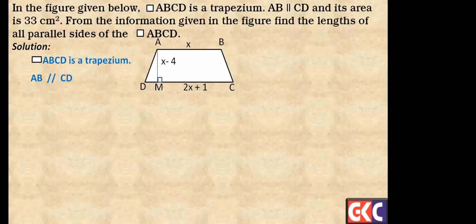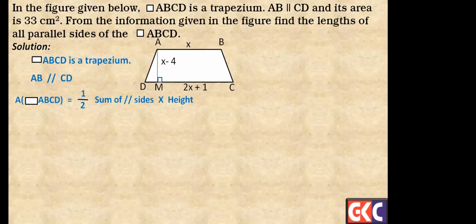Now do you know area of a trapezium ka formula? Area of trapezium formula, anyone? Area of trapezium is just half into sum of parallel sides into height. Okay, half into sum of parallel sides into height. Now this is the formula.